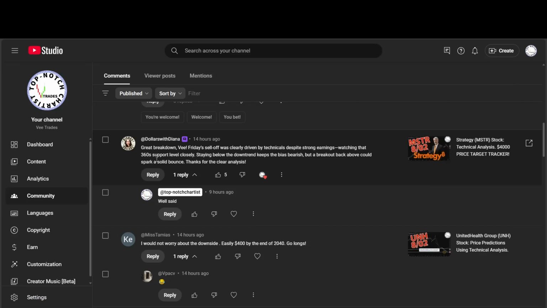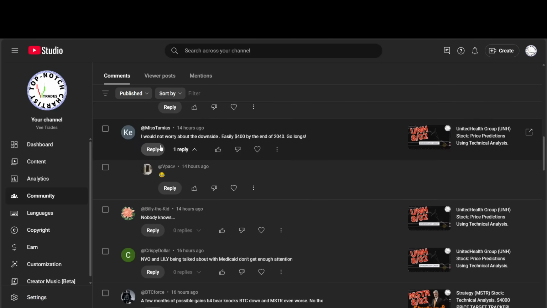Watching that 360 support level closely. Yes, that's going to be a key level. It'd be nice to see a bounce from there. It is expected to at least see some sort of bounce. Staying below the downtrend keeps the bias bearish, but a breakout back above could spark a solid bounce. Exactly. That's very well said. That basically summarizes my August 2nd video. I would not worry about the downside. Easily 400 by the end of 2040.